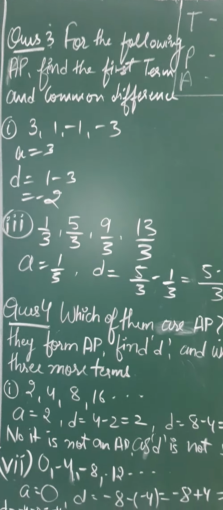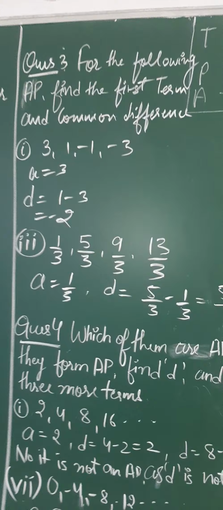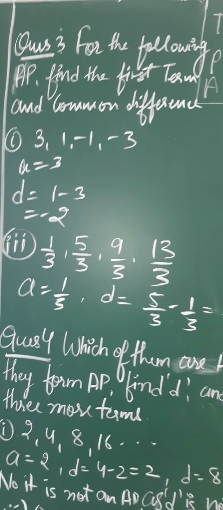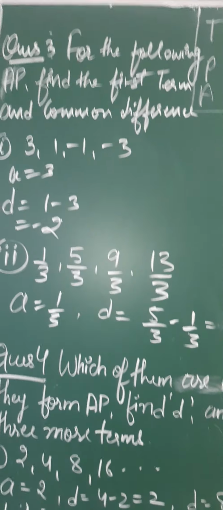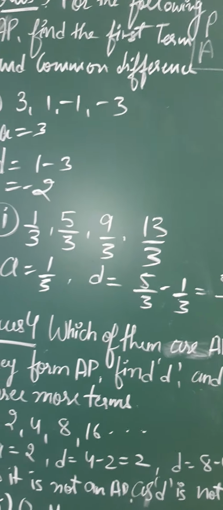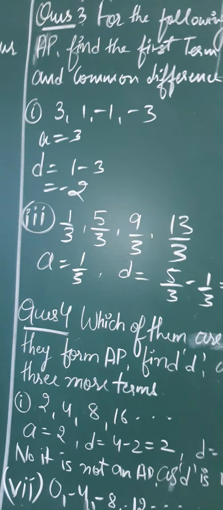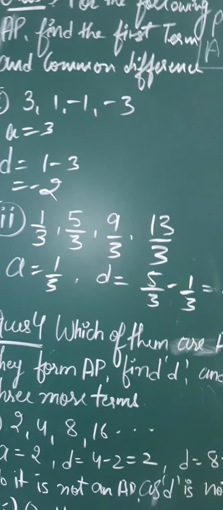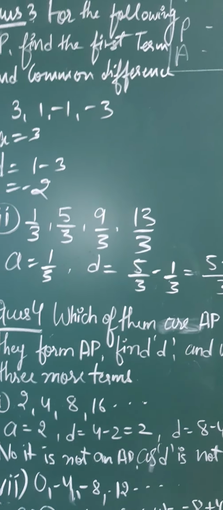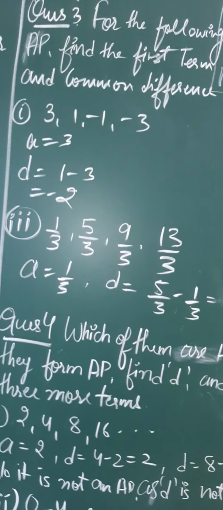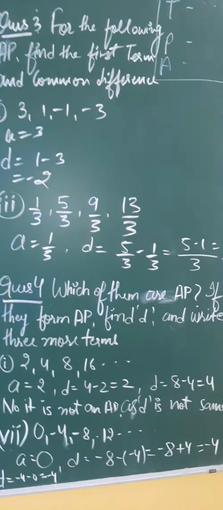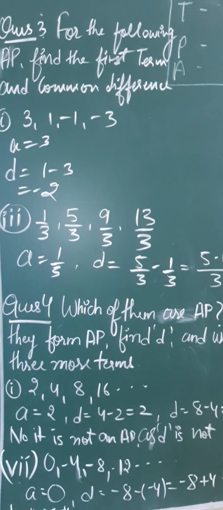Got it? As I've told you, the very first term in the series is known as A. That is, A is equal to 3. How to calculate D? 1 minus 3, that is minus 2. Remember, you have to subtract the previous term from the next term. Got it? The later term minus the earlier term. That is 1 minus 3, which comes out to be minus 2.